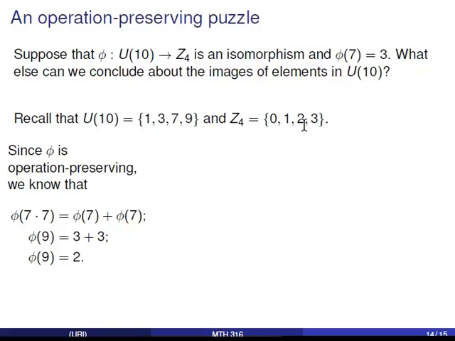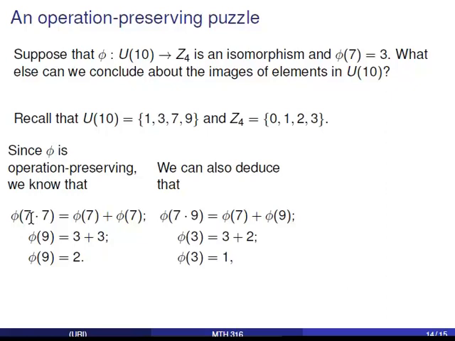Now, continuing on, we might take that same operation preserving trick and use what we now know about 7 and 9. If I put 7 and 9 into the left-hand side, the operation preserving property requires that this should equal phi of 7 plus phi of 9. I now know what phi of 7 is and what phi of 9 is. So if I put those together on the right-hand side, addition modulo 4 gives me 1. On the left-hand side, though, 7 times 9 in U of 10 is equal to 3, so I end up concluding that phi of 3 is equal to 1.